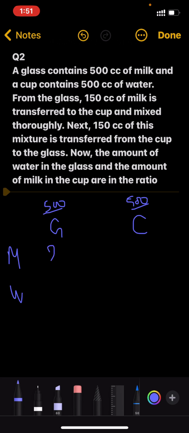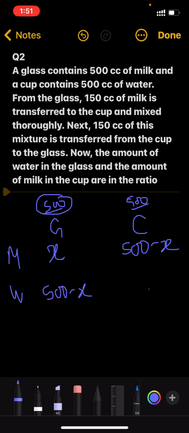So if x milk is over here, then what amount of milk will be here? 500 minus x, because in total we had 500 milk. And here water, how much will we have? Since the total capacity of the container is 500 and x is milk, the water will be nothing but 500 minus x, and this will be the difference, so this will be x. So now the question is water in glass, 500 minus x, and amount of milk in cup, so the ratio is 1:1. That is the answer to this question. Easily you can do it without doing much work.